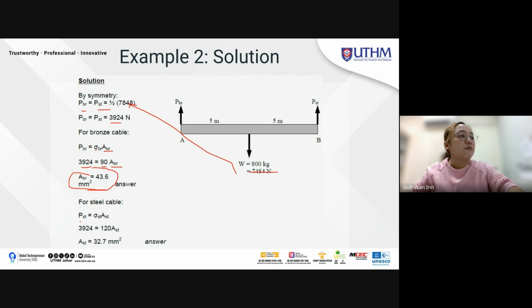So PST is also equal to stress times A. So 3924 is equal to 120 times A, so A is 32.7.